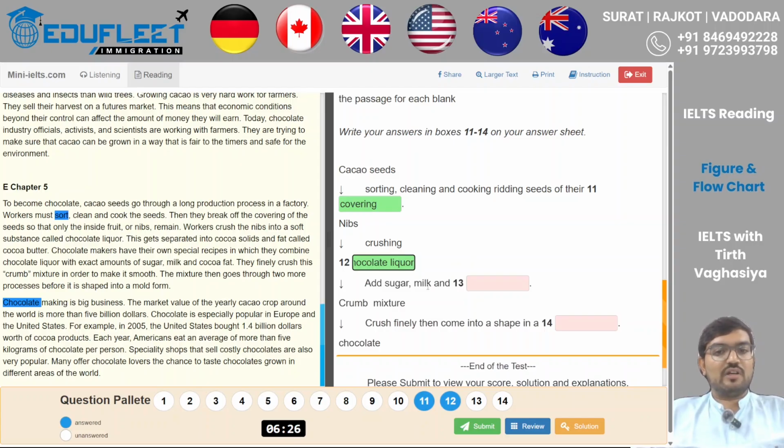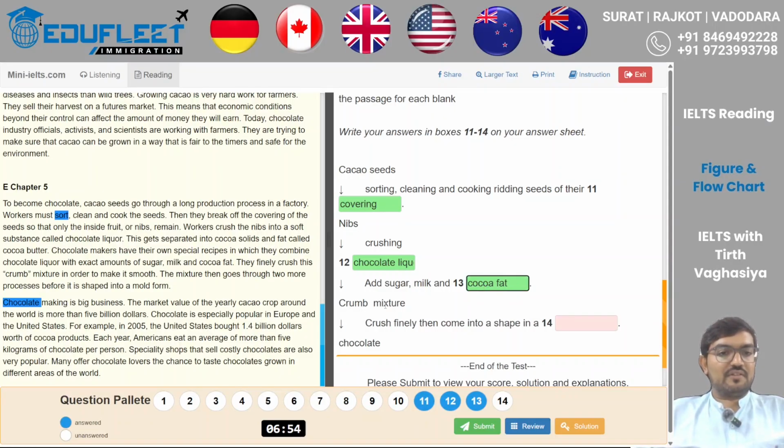Now adding sugar, milk, and something. This gets separated into cocoa solids and fat called cocoa butter. Chocolate makers have their own special recipes in which they combine chocolate liquor with exact amounts of sugar, milk, and cocoa fat. So they are adding sugar, milk. Sugar and milk is already given. So what is missing? Cocoa fat.